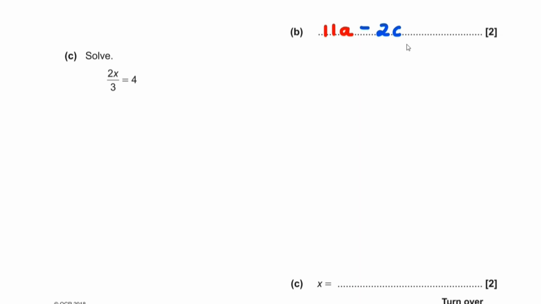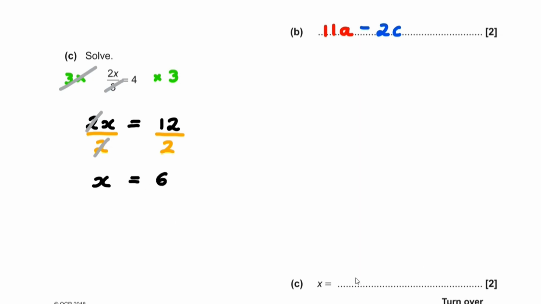Part C. Solve 2x over 3 equals 4. If I multiply both sides by 3, then what we are left with on the left hand side is 2x, and on the right hand side 4 times 3 is 12. If I now divide both sides by 2, what we will be left with is x equals 6.